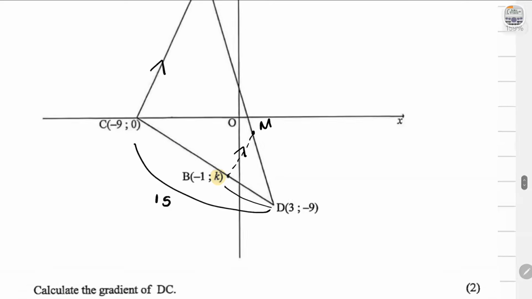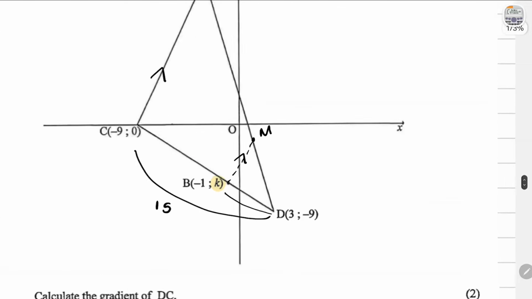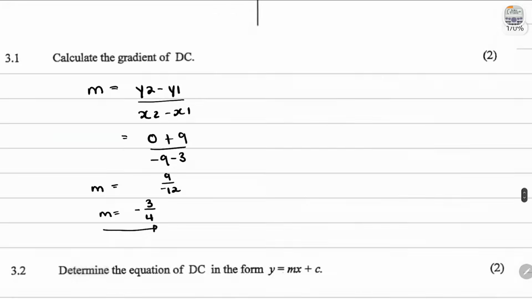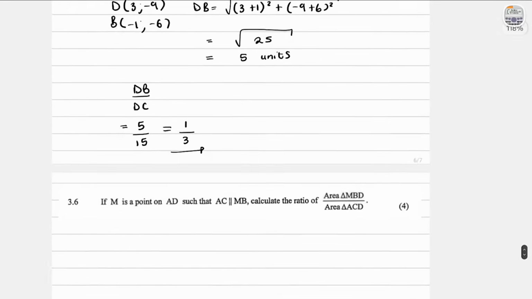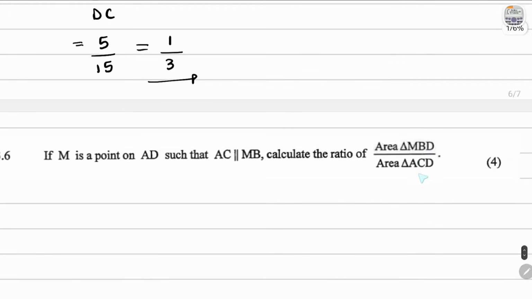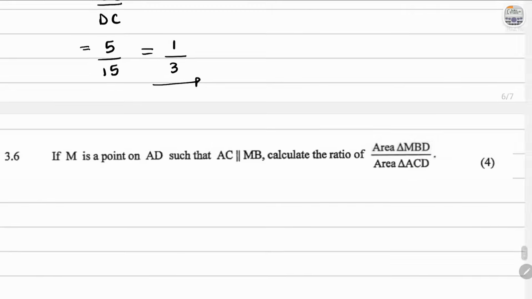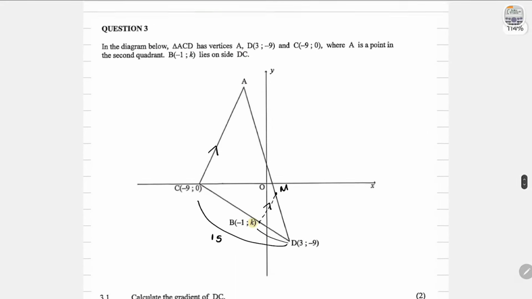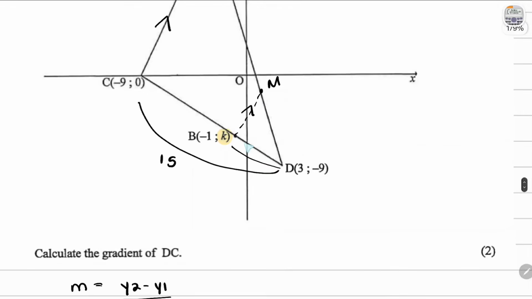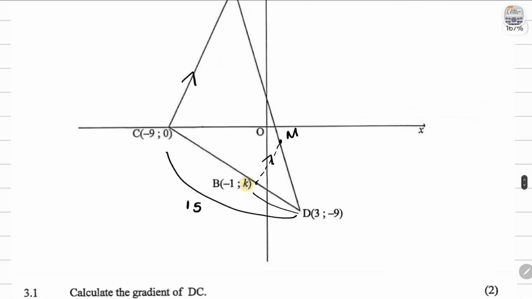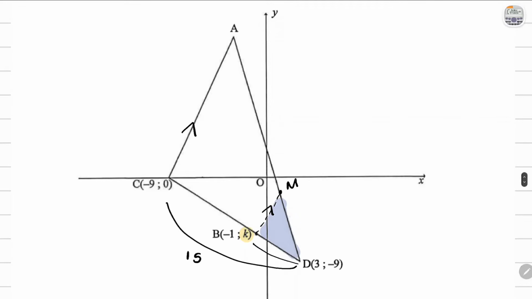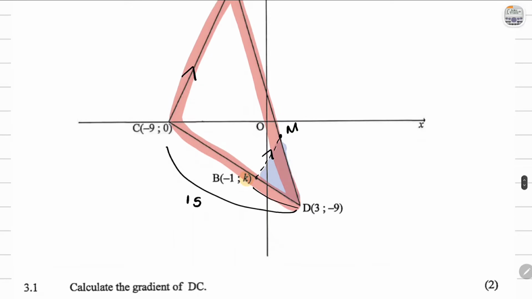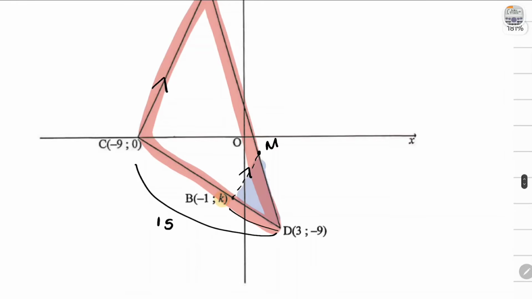Okay, parallel lines. Now we need to find triangle MBD over triangle ACD. What does that look like? MBD is over here, the smaller triangle, over ACD, which is the bigger triangle. That one over there. That's really all they're saying. Just remember that these are specifically speaking about the areas of the triangles.